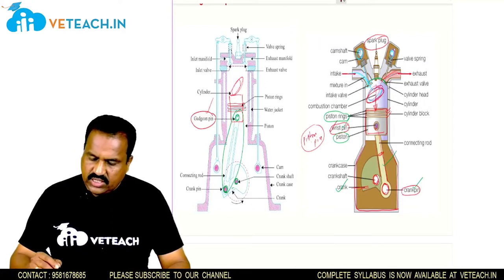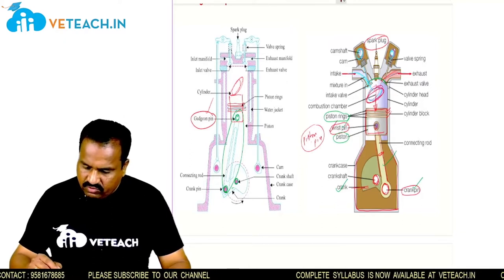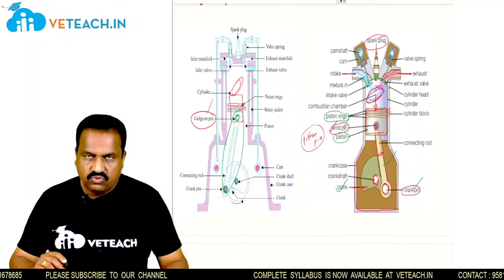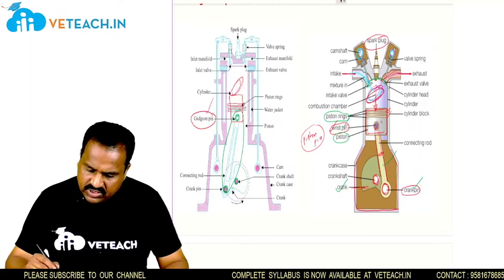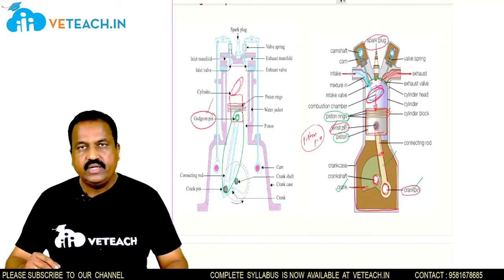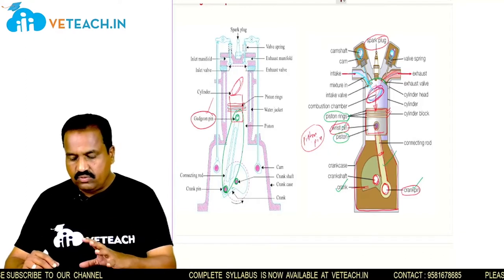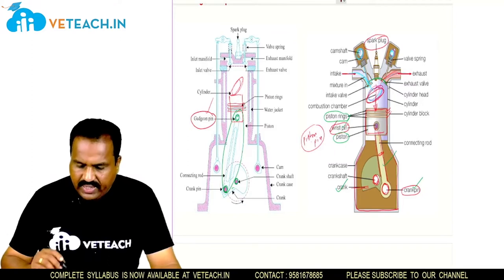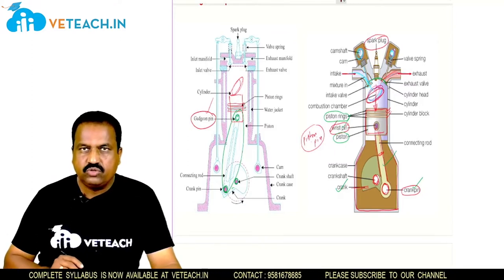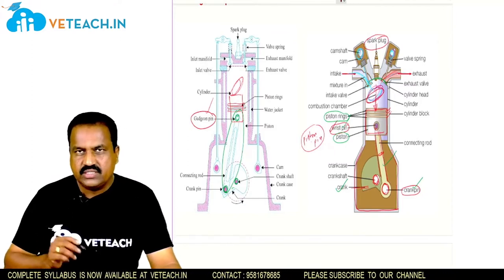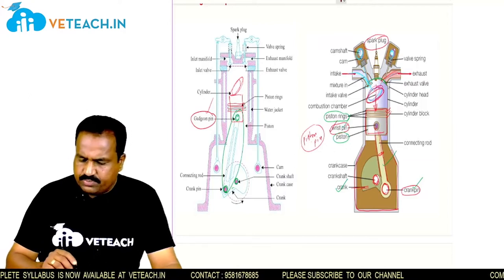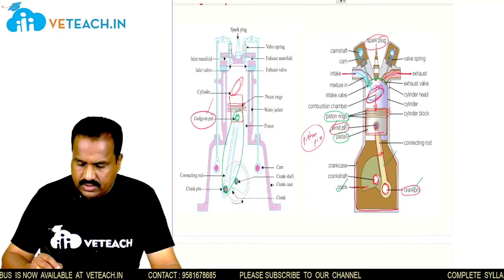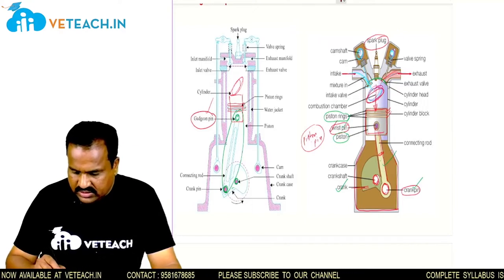Naturally, this connecting rod will be subjected mainly to a compressive load, a compressive force. Of course, when the piston is moving up, the connecting rod is also subjected to tensile force and tensile stress. But mainly the power stroke is the main stroke for us. It is the working stroke, the power stroke, the expansion stroke.